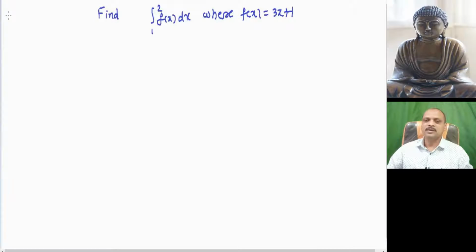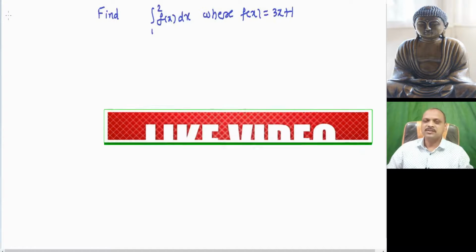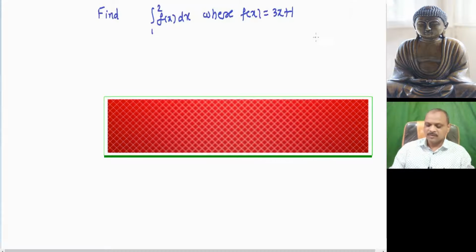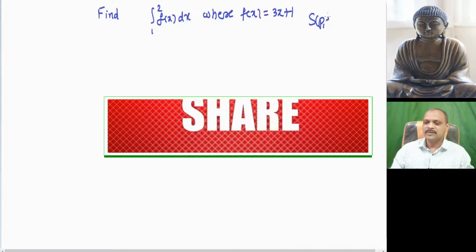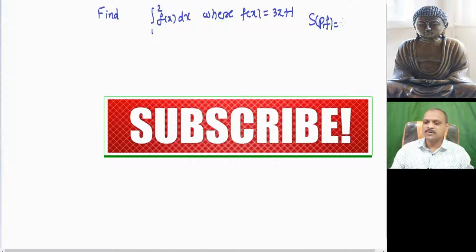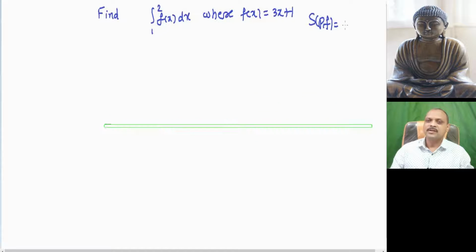Now in this new video, we find integration of some functions as per the definition of a Riemann sum. Now remember the definition of a Riemann sum. What is the Riemann sum? It has a specific symbol as per the book of Real Analysis by S.C. Malik and Savita Arora.